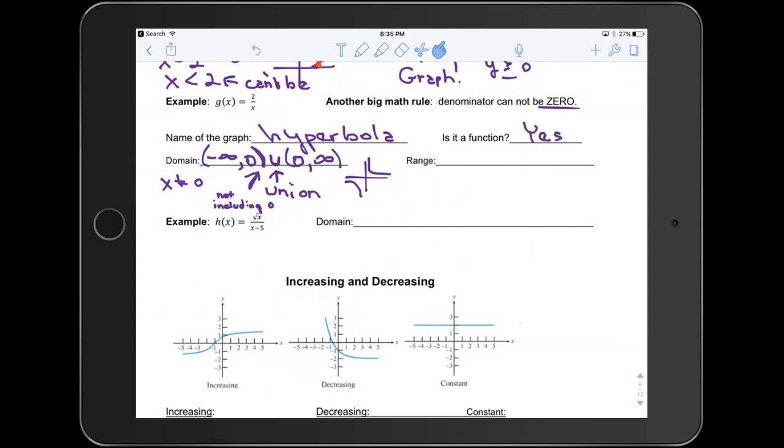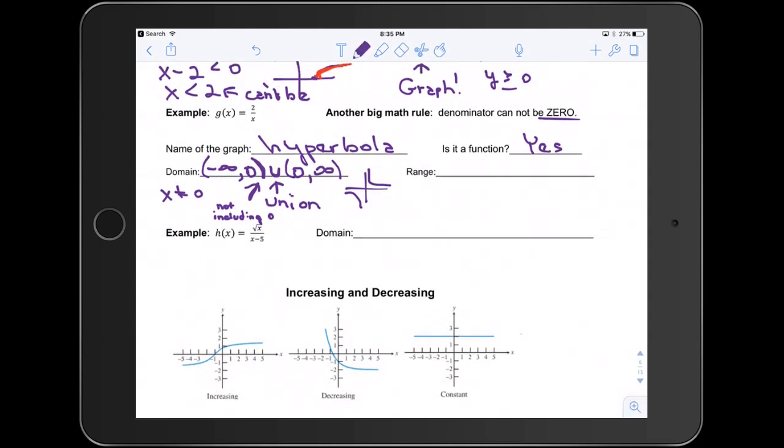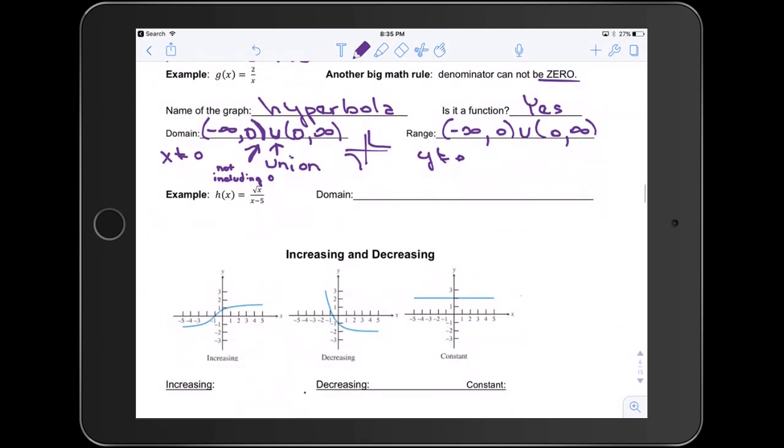Well, the range is very similar with the same reasoning, so I'm going to speed it up here a little bit. So I'm going to switch over. I'm going from negative infinity to 0, because y cannot equal 0. We know y does not equal 0. And then union 0 to infinity.